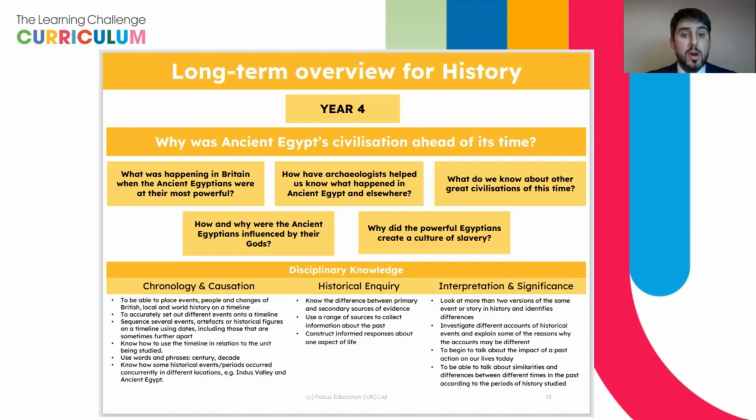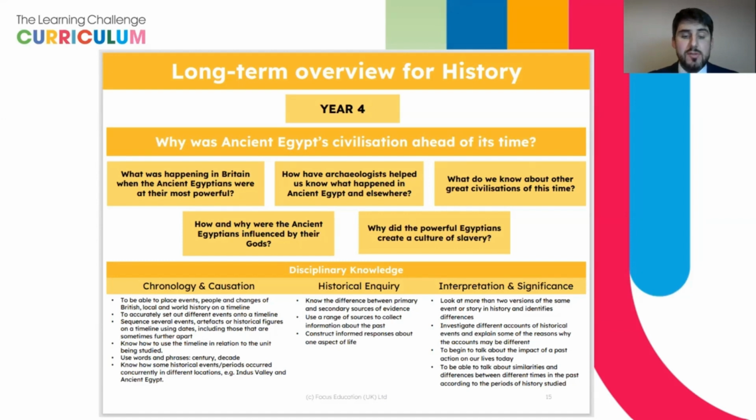Each unit is led by an overarching learning challenge question or composite. In this unit, as an example for Year 4 History, why was ancient Egypt civilization ahead of its time is the title. This is the overarching learning challenge question. It sets the children up with a real focus for their learning, and teachers and children alike to be really clear on the aims of their study over the course of the unit.